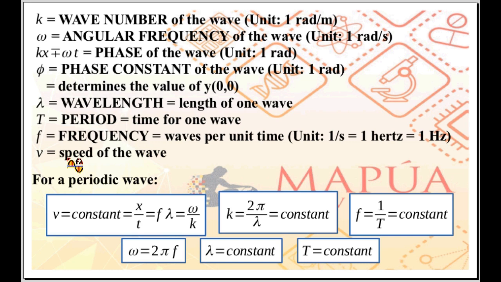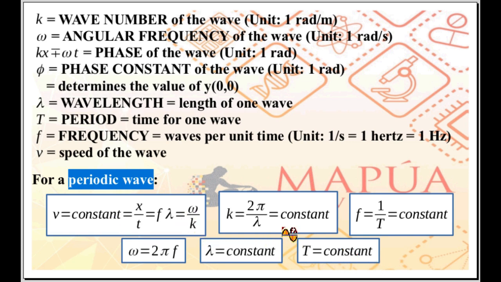And v is the speed of the wave. How fast is the wave moving from one location to another? You have the wave speed, or speed of the wave, v. Now, for a periodic wave, as mentioned, the period is constant.